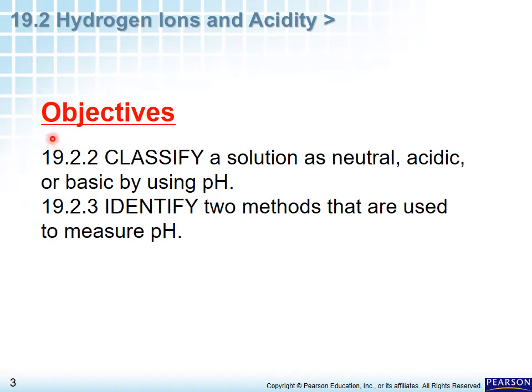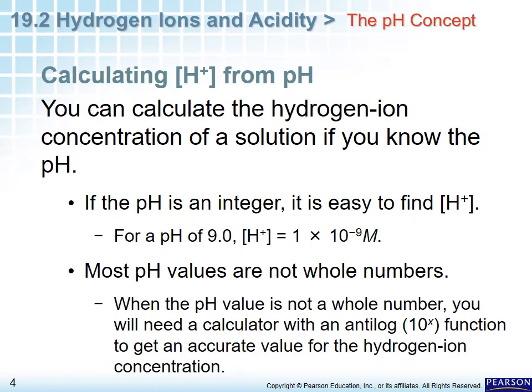In this lesson, our main objectives are to classify a solution as neutral, acidic, or basic by using pH, and identify two methods that are used to measure the pH. So let's start calculating the H from pH.